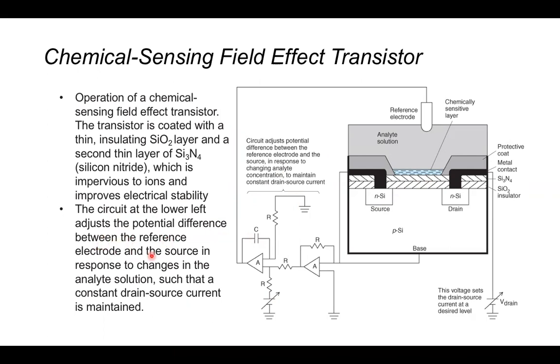And the circuit at the lower left, so this part here, adjusts the potential difference between the reference electrode and the source in response to changes in the analyte solution, such that a constant drain source current is maintained. So the changes and the response of this part is what is going to actually give us our measurement of how much of a certain chemical species that we're responding to is present. So how much is there, the concentration.